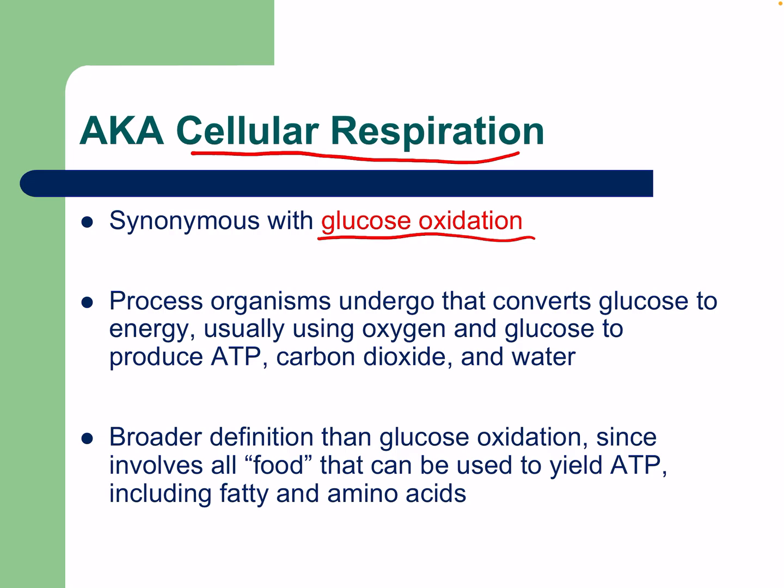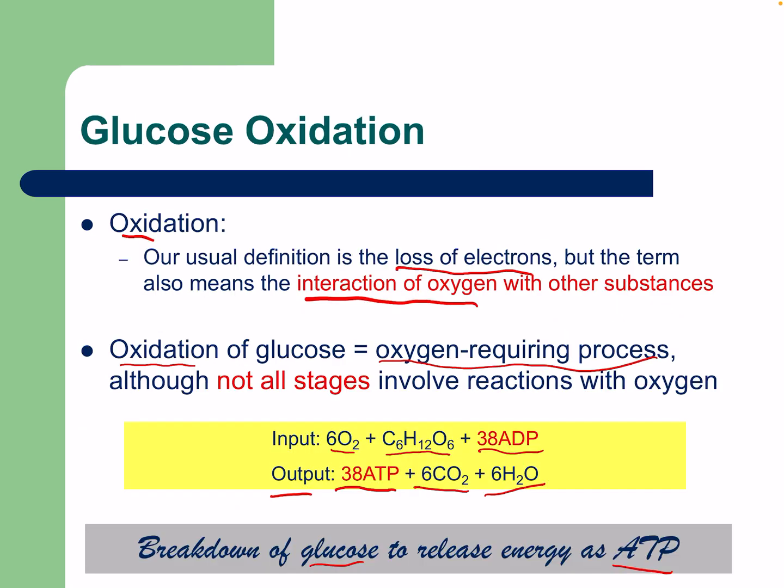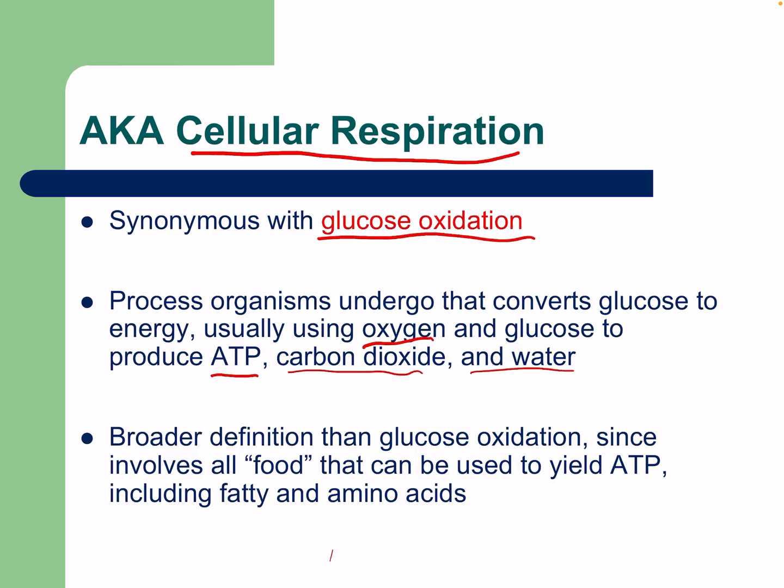Cellular respiration is a process organisms undergo that converts glucose to energy, usually using oxygen and glucose to produce ATP, CO2, and water, which we saw as our products down here. Cellular respiration is a broader definition than glucose oxidation since it involves all food that can be used to yield ATP, including fatty and amino acids. So there are scenarios where fatty acids and amino acids can enter these cycles, and it's not 100% only glucose.